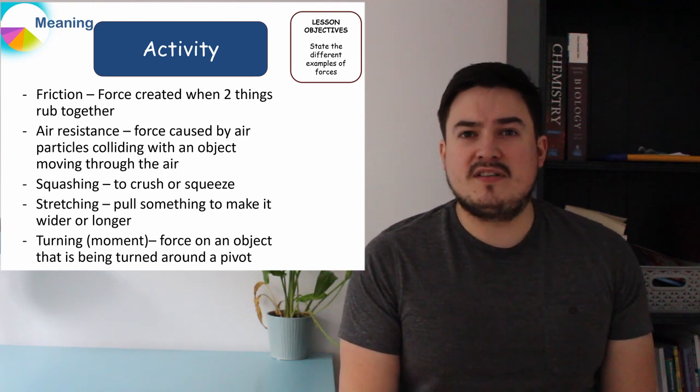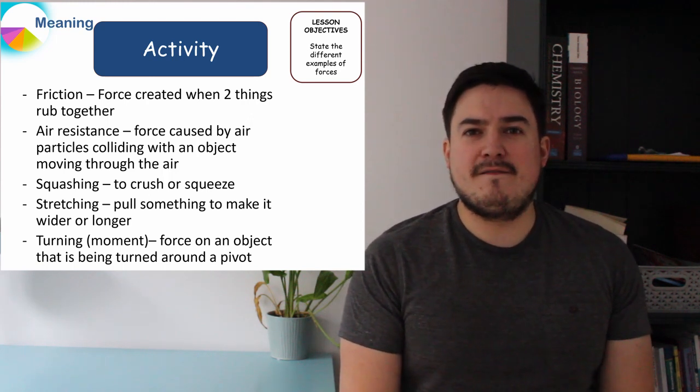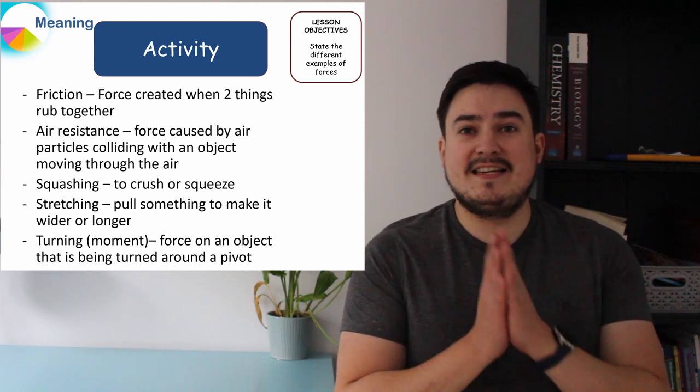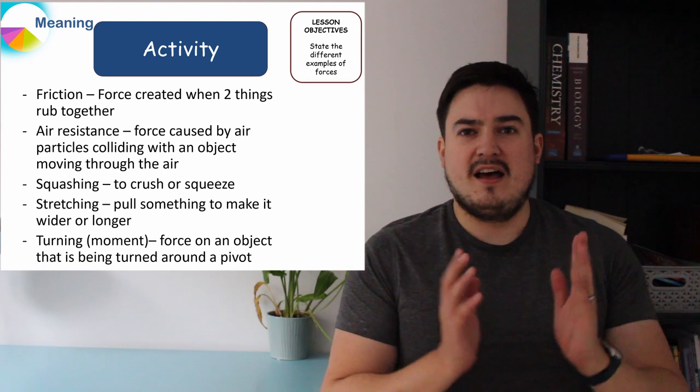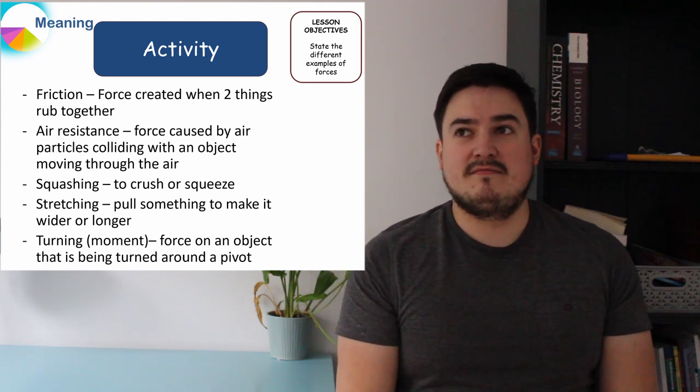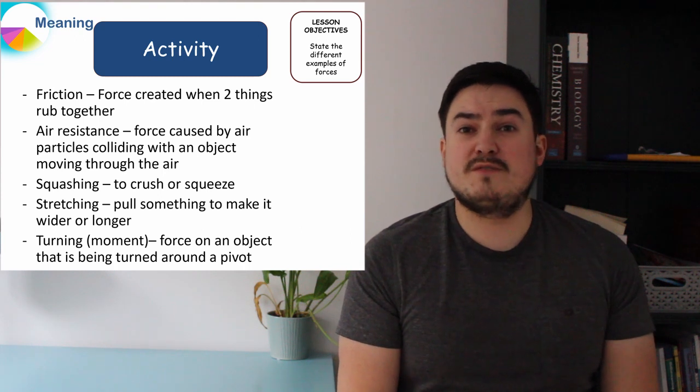And we have a moment. A moment is a way of making a force bigger by using what's called a lever, which is something a distance away from a pivot. Like a seesaw has a pivoting point. A moment is a way to make that force bigger.